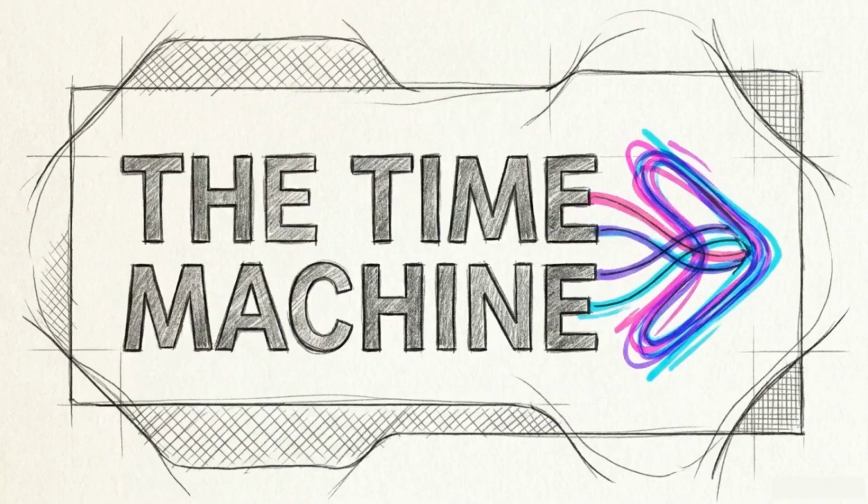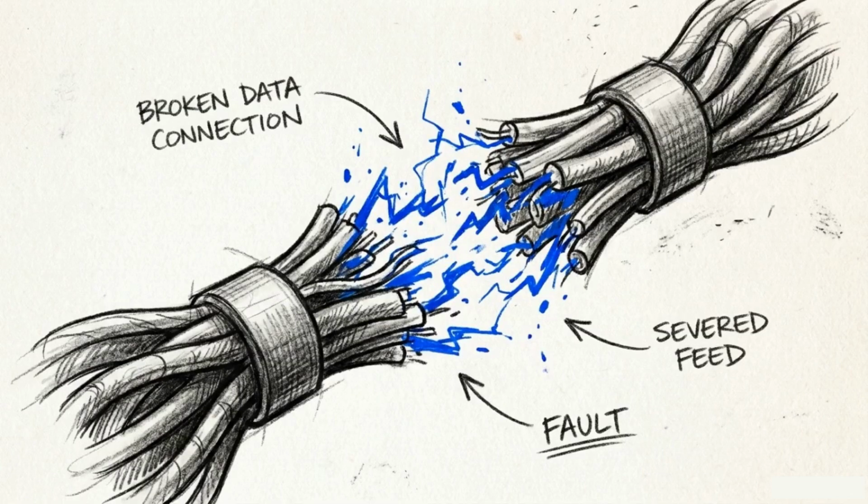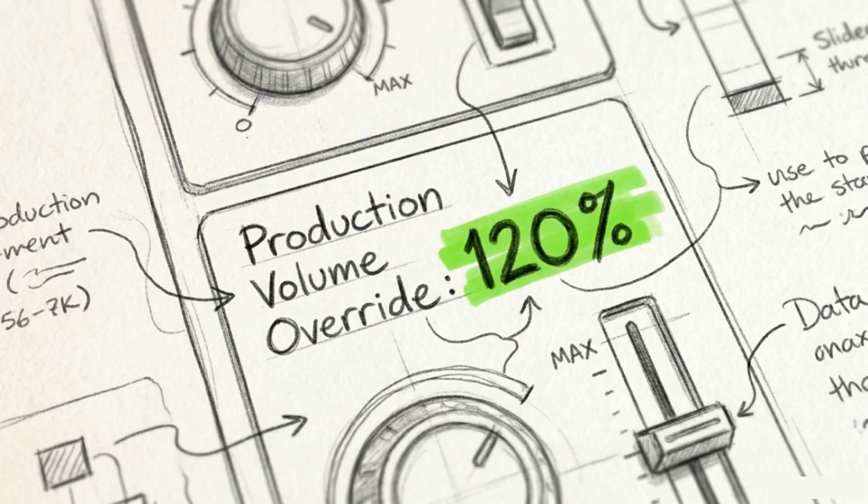This architecture provides a specific strategic advantage, the ability to run predictive, fast-forward simulations. To test a future scenario, you first sever the live data feed. This stops the model from simply mimicking the current state of the factory. You can then manually input specific variables, such as a hypothetical 20% increase in production volume for the following month.